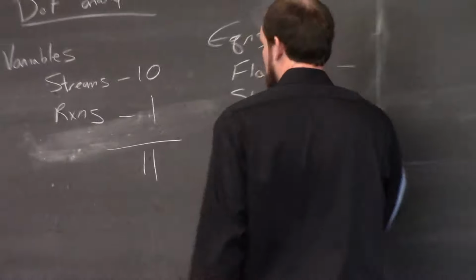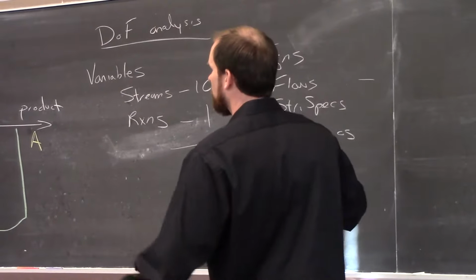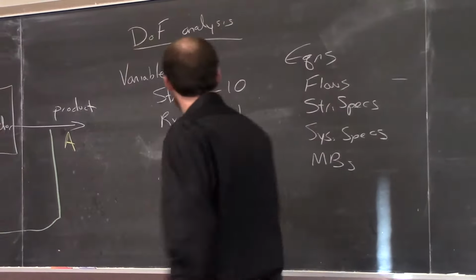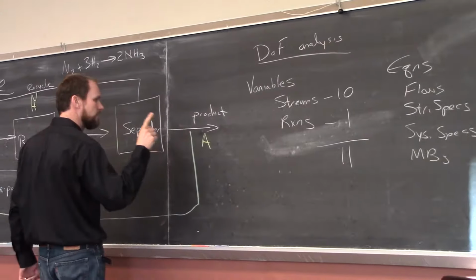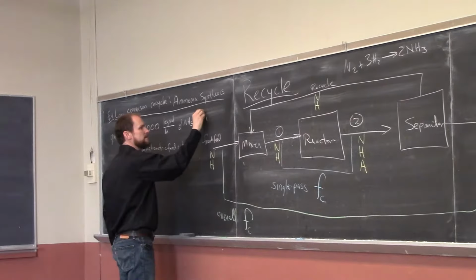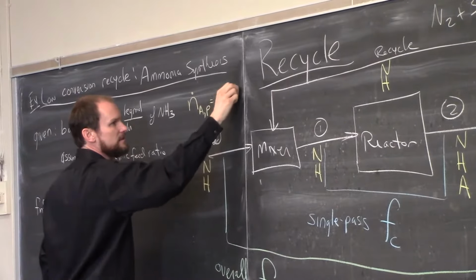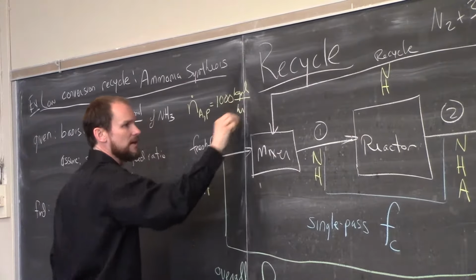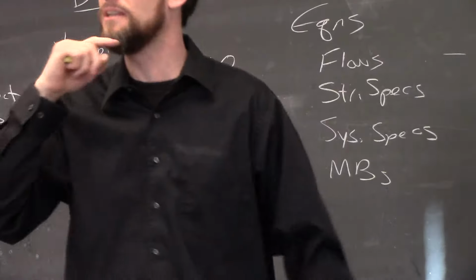How many specified flows? 1 or 2? 1. Which flow? Okay, this to me looks like n dot of ammonia in the product equals 1,000 kilogram moles per hour. That's this guy here. Okay, one stream question, Daniel.